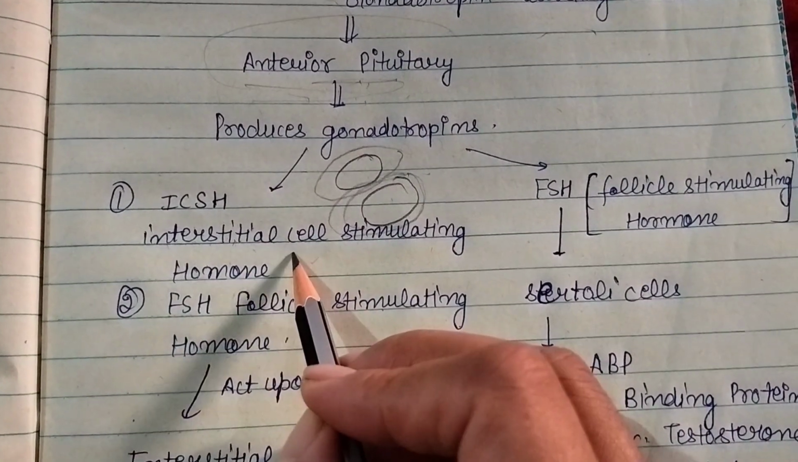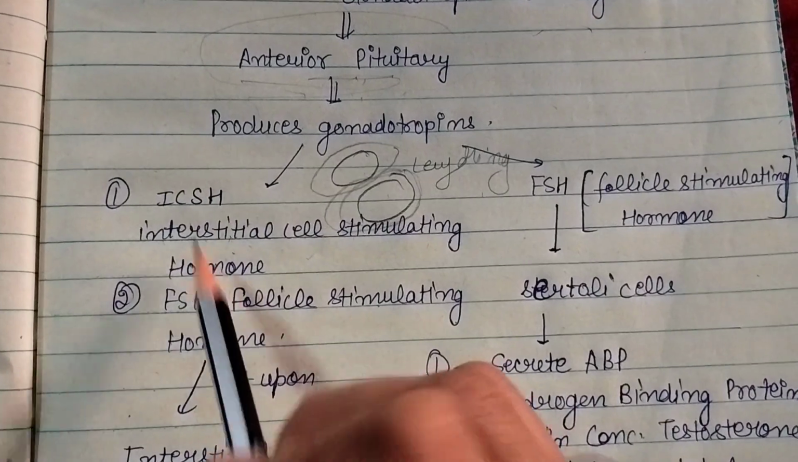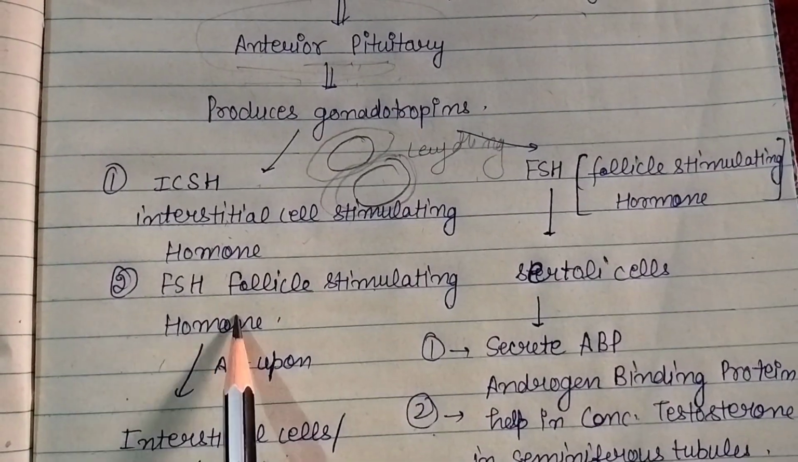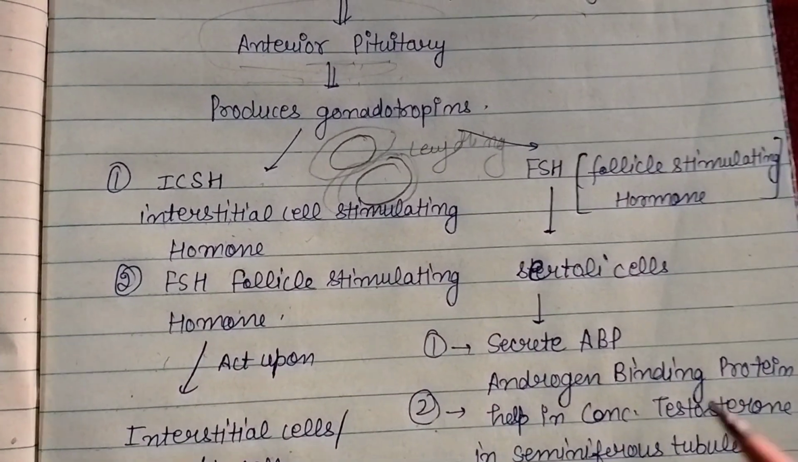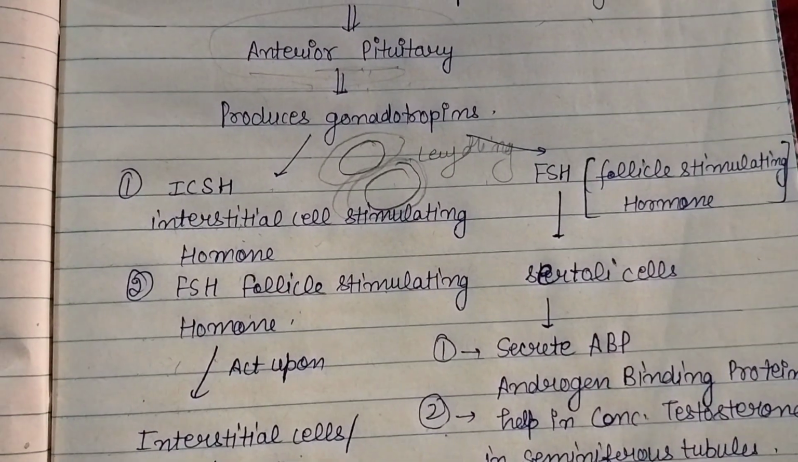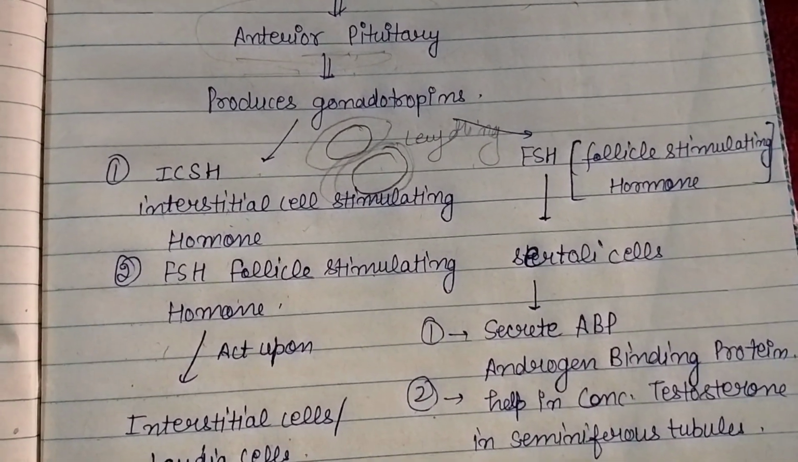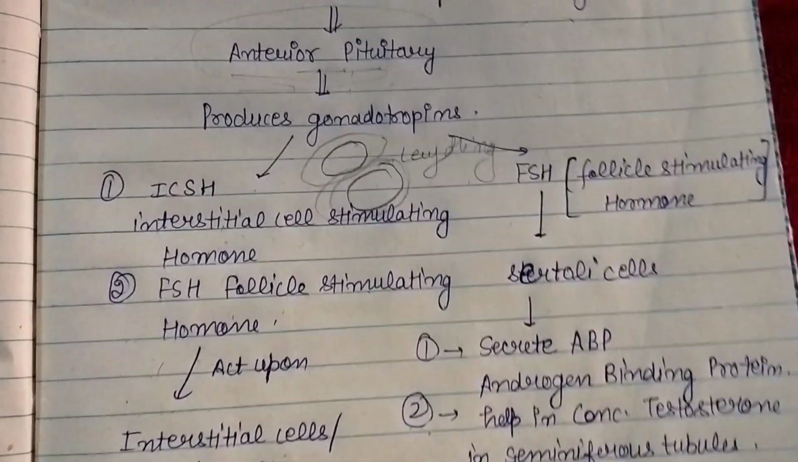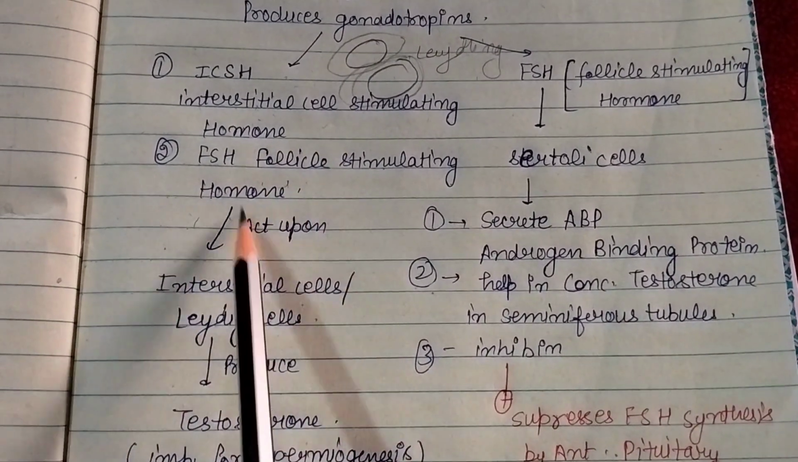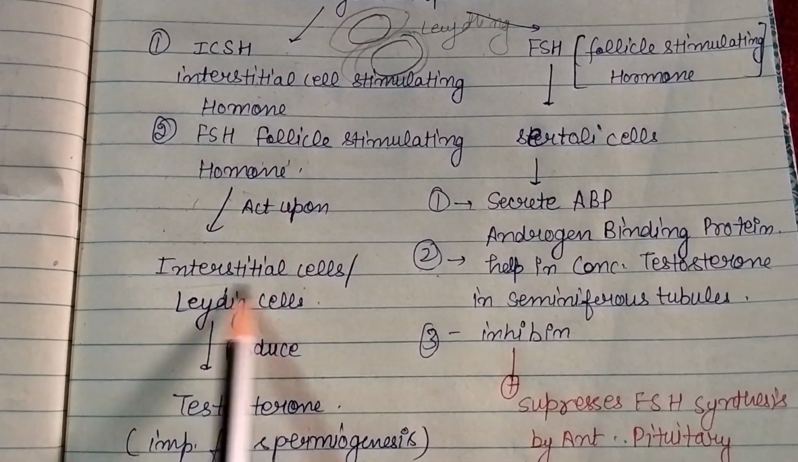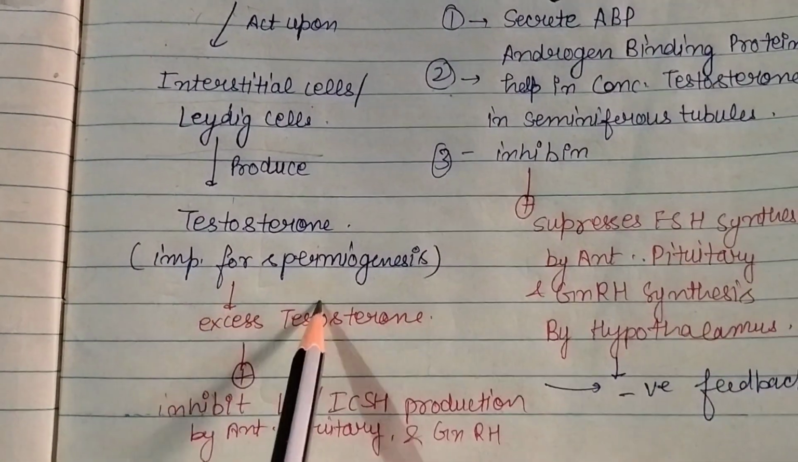There, interstitial cells, or we can say Leydig cells, are present that will be stimulated by ICSH and FSH, follicle stimulating hormone, which will stimulate the follicle secretion like spermatocytes at the time of spermatogenesis. Spermatogenesis is a process by which sperms are produced by spermatogenic tissue that is surrounding the seminiferous lining. So these two hormones, ICSH and FSH, that are secreted by the anterior pituitary, will act on interstitial cells or Leydig cells, which will further produce testosterone that is important for spermiogenesis.